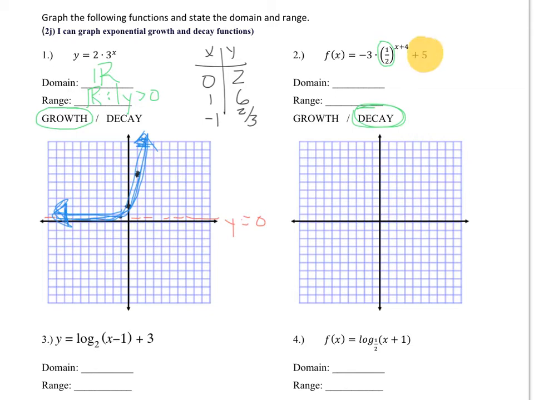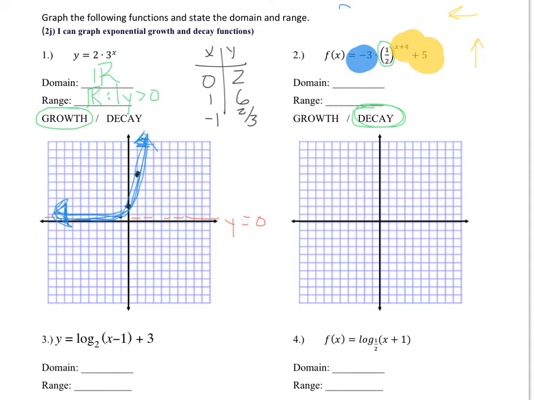The +5 and the +4, +5 again would be a vertical shift, and the +4 would be a backwards shift 4. So before I start that process, I'm going to look at the graph that we have, and I'm going to consider this -3. Certain things happen when we have that number out front.